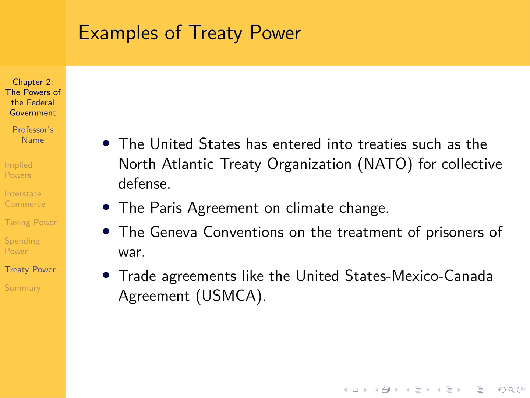In this slide, we delve into examples of the treaty power of the federal government. The United States has engaged in various treaties like the North Atlantic Treaty Organization, NATO, for collective defense, allowing mutual defense among member countries in case of an attack.